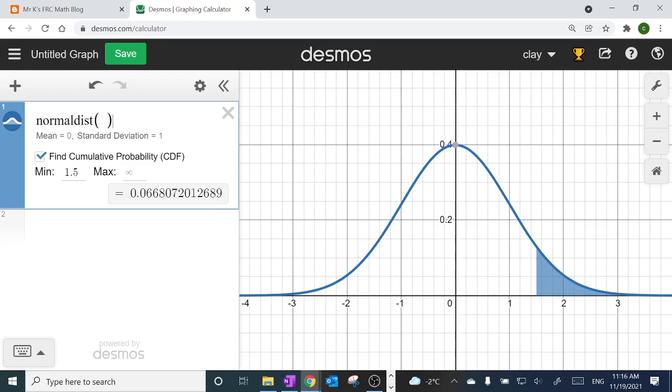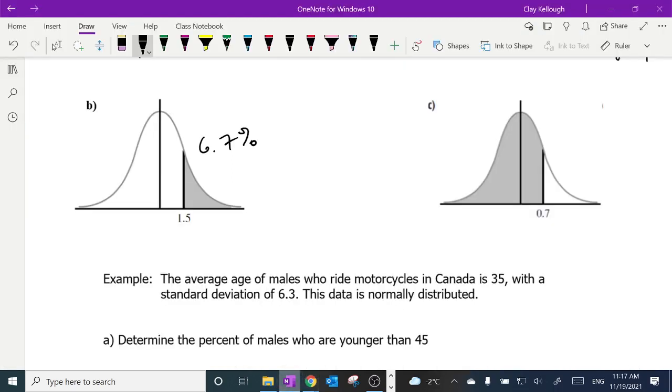So if we're trying to find the right side of the graph, we put the minimum of the number we're doing on the left side, and if we're trying to find the left side of the graph, we're putting it on the maximum? Correct. The question is, if we're looking for the left side of the graph, then our maximum number is the 0.7. If we're looking for the right side of the graph, our minimum number is the 1.5.